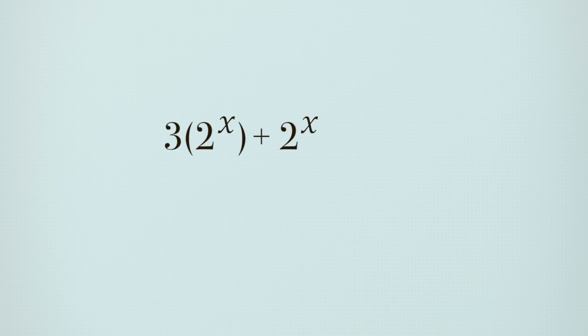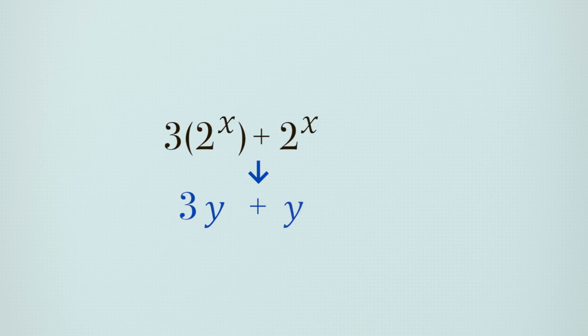How about this expression with the variable x? We do not know the value of x. Does this mean that we cannot simplify this expression? Let's see. There is 2 to the power of x in both terms. If we represent 2 to the power of x as y, the expression will be 3y plus y.